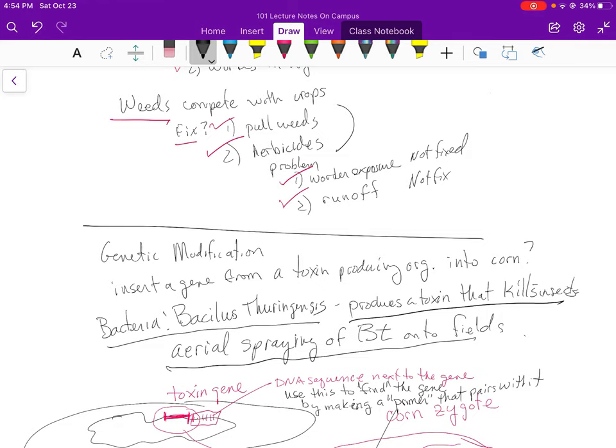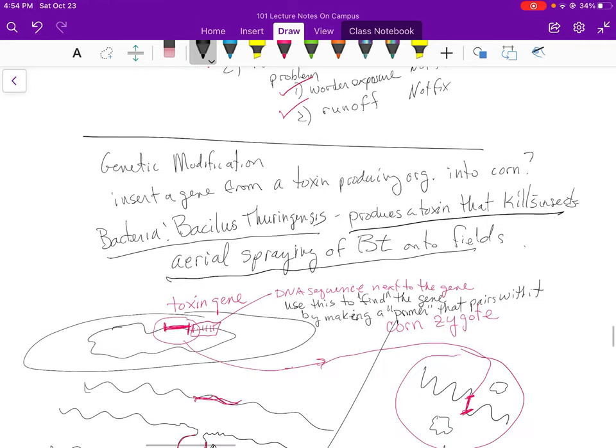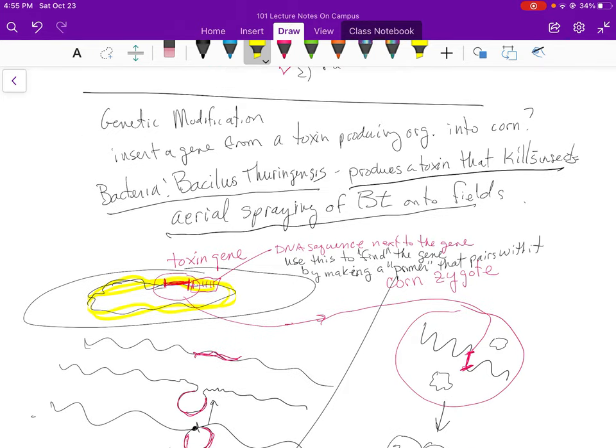Instead of actually putting bacteria on the corn, what if you just took out the gene? Here I've got this image of a bacteria. Bacteria have circular genomes, like a donut. It's still DNA, just like ours. And if you know there's a toxin gene in there, wouldn't it be great if you could take that gene out and put it into the corn? And that's exactly what they worked on doing.